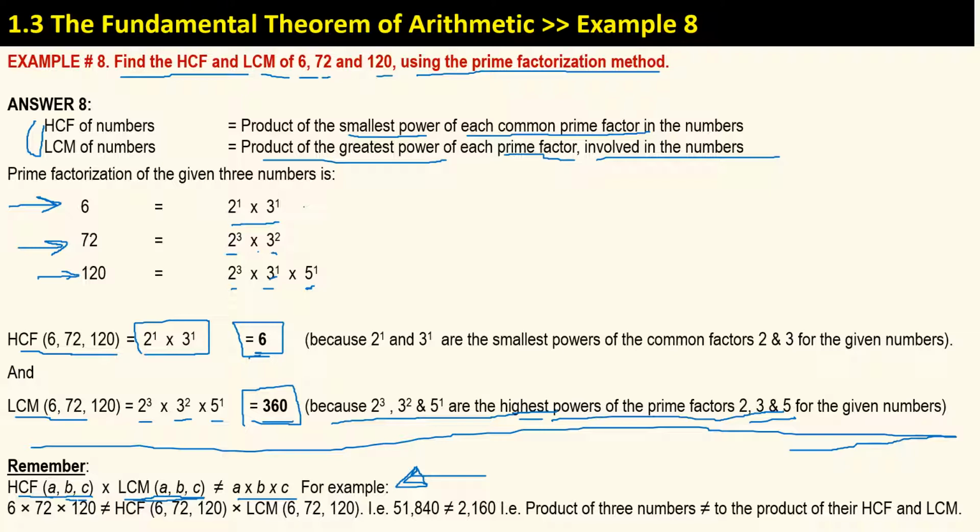And here we can check this in our example, because we are given three numbers 6, 72 and 120. If we multiply 6, 72 and 120, we get 51,840, and if we multiply the HCF and LCM of these three numbers, we get 2,160. Both are not equal to each other, and hence we can say that for the three numbers, their LCM multiplied by their HCF is not equal to their product. So for the three numbers, we can say that.